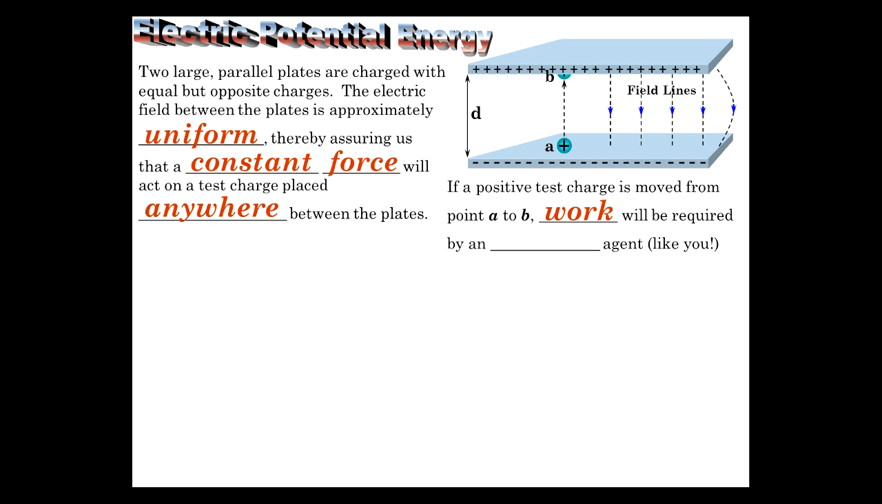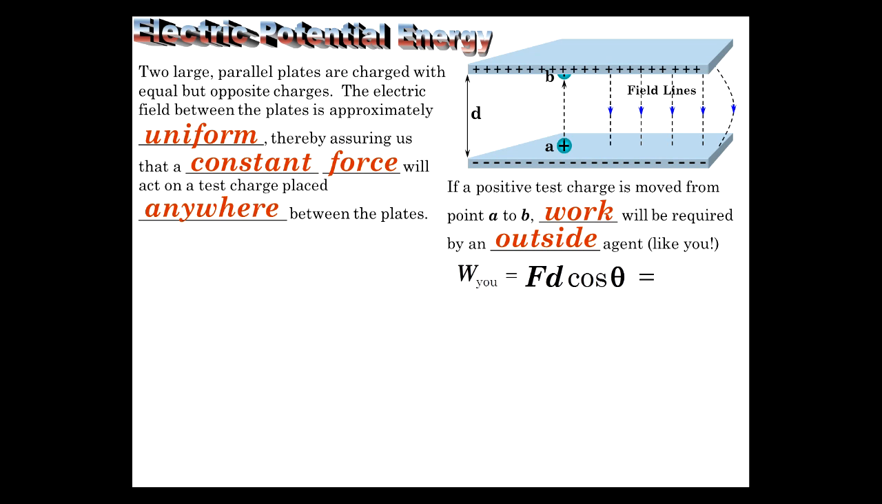Now work is required because the positive wants to stay on the negative plate, right? Opposites attract. And so it's going to take some effort to move this charge from A to B. An external agent is going to have to do that work. So you can envision yourself grabbing it and moving it across. How much work do you have to do?